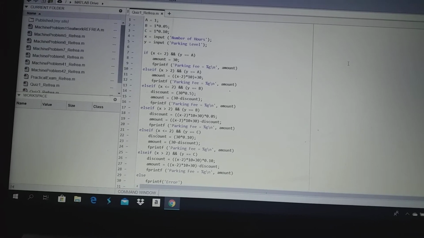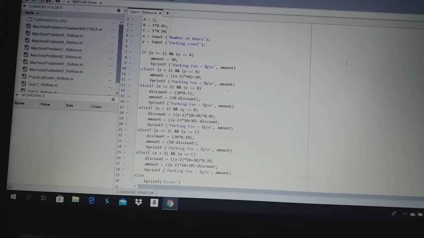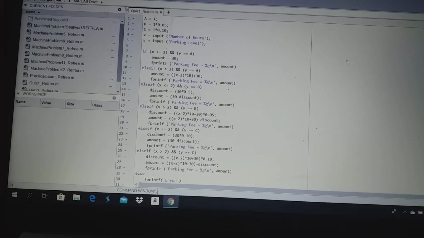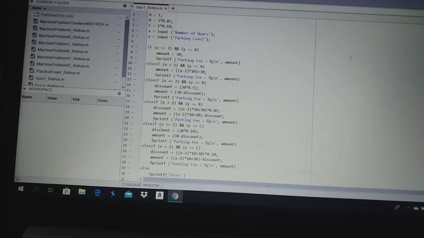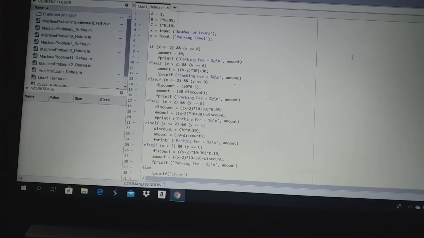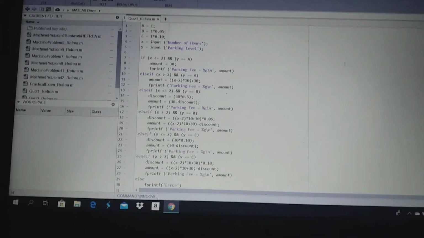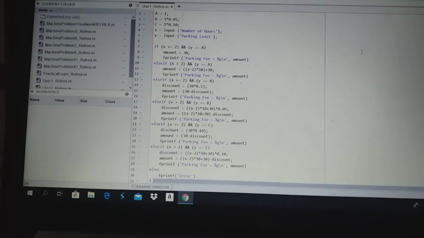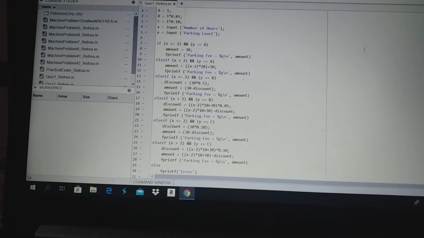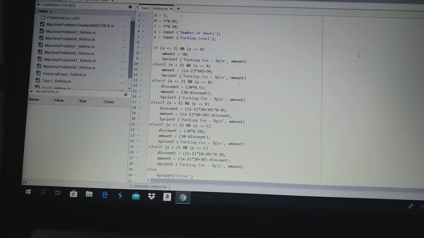If represents the first condition that the code would do if its conditions were met. Line 7 states that if the user inputs a number less than or equal to 2 for the number of hours and A for the parking level, then line 8 states that the user needs to pay 30 pesos for the total parking fee as stated by the equal sign. Line 9 would display the total amount since that is what the fprintf code does.